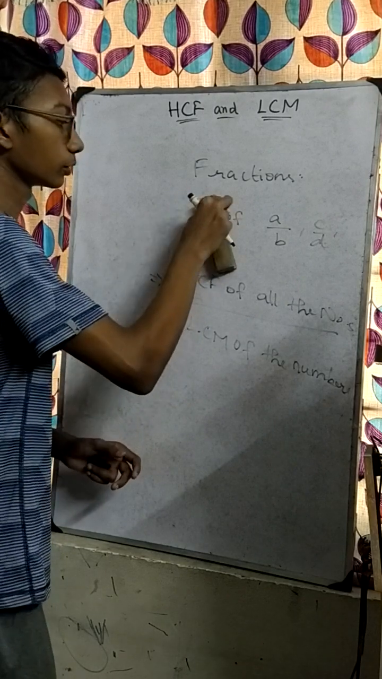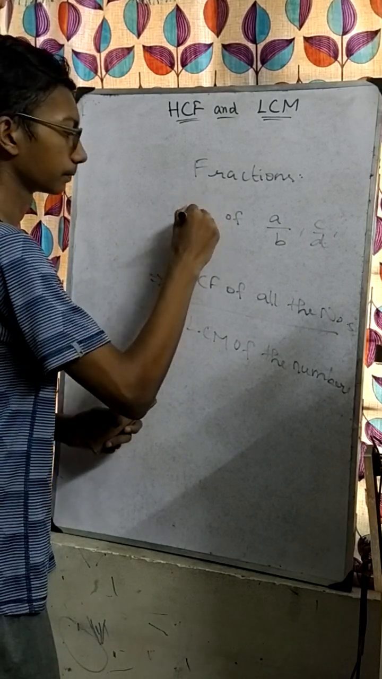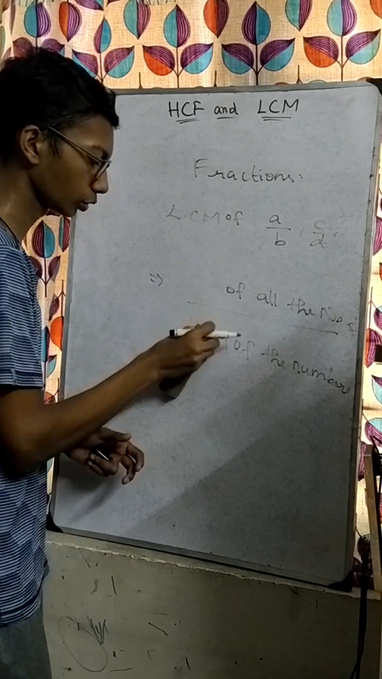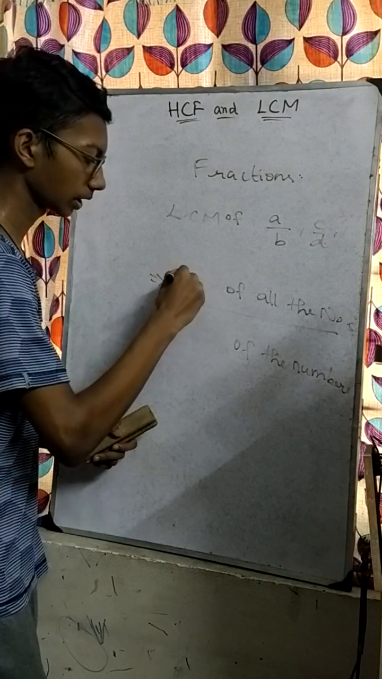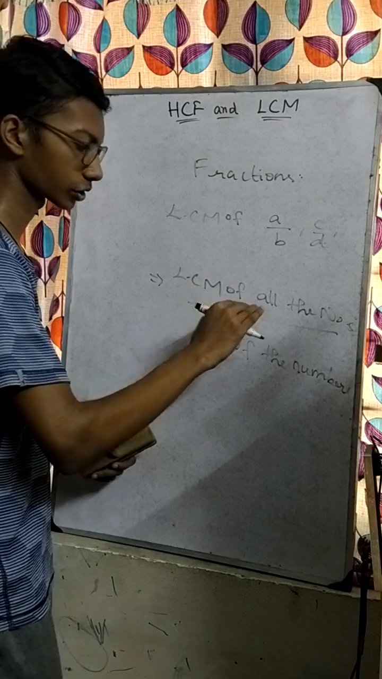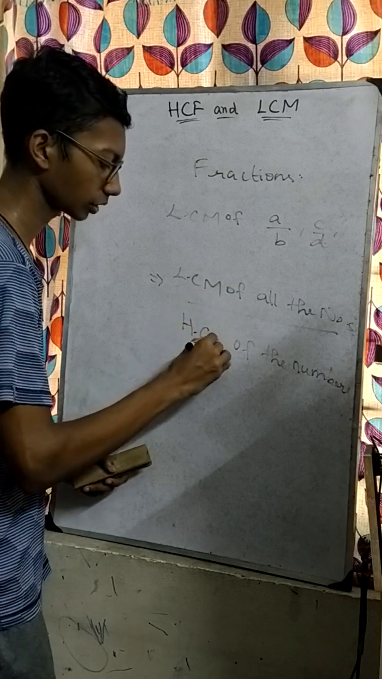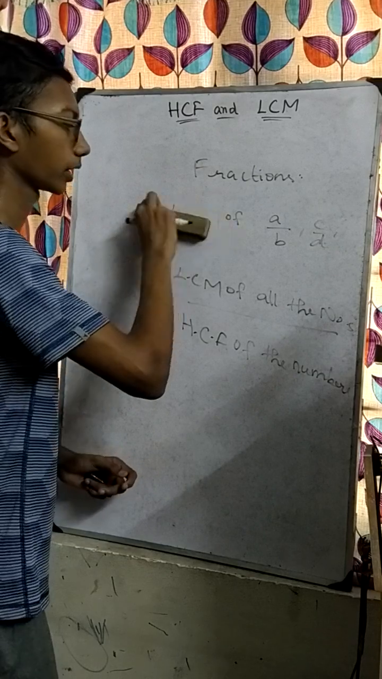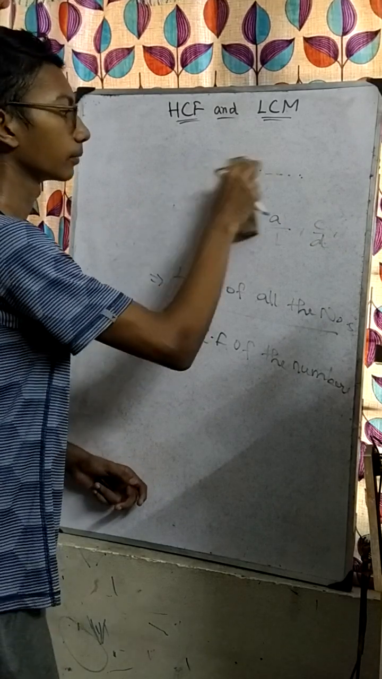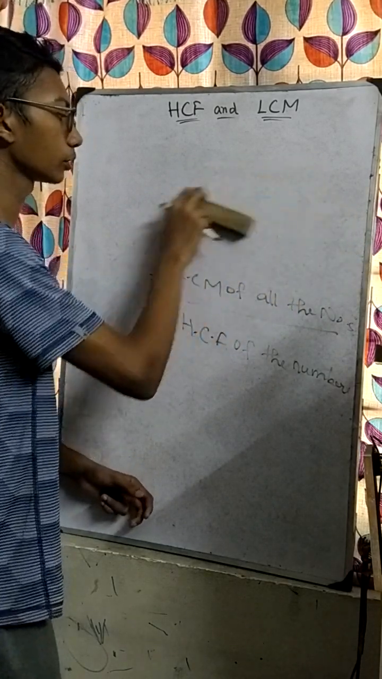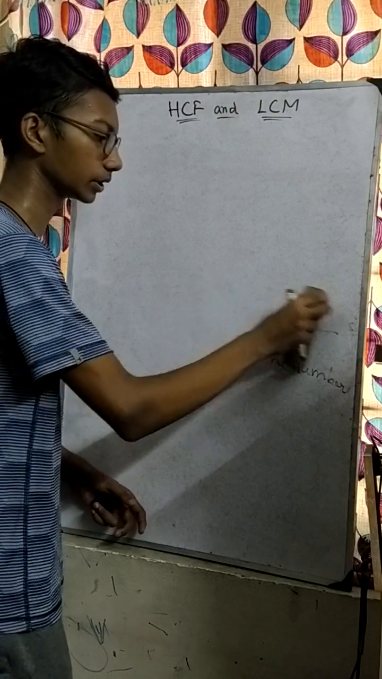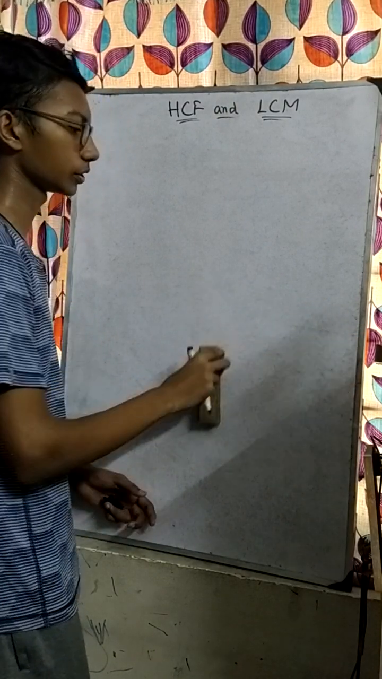Now if we should find the LCM, then just do the opposite. That is, take the LCM of the numerators and keep it as the numerator, and find the HCF of the denominators and keep it as the denominator. So this is the way of finding the HCF and LCM of fractions. We can also do this with polynomials, just the same methods. So that's it with HCF and LCM.